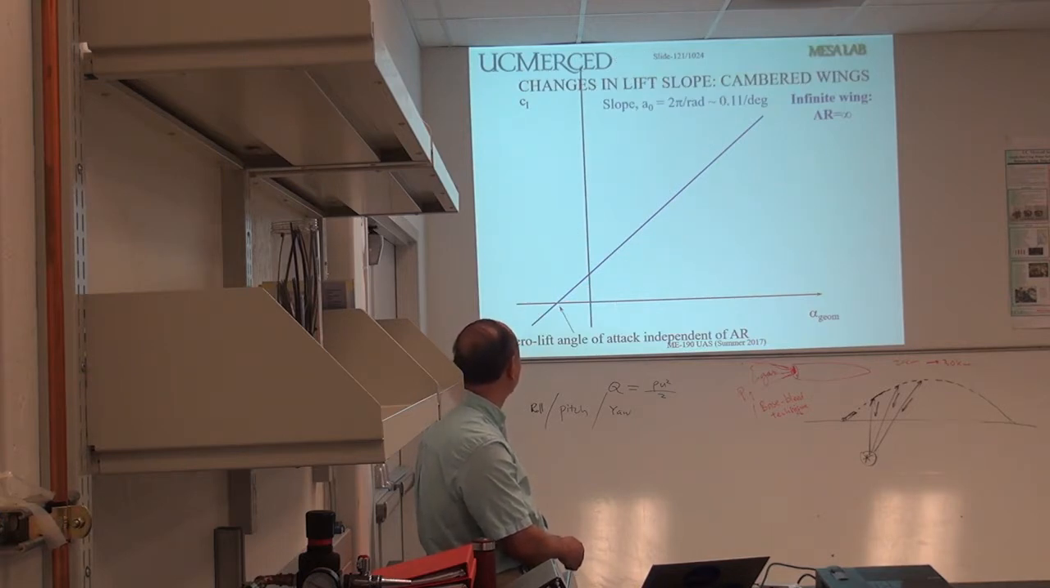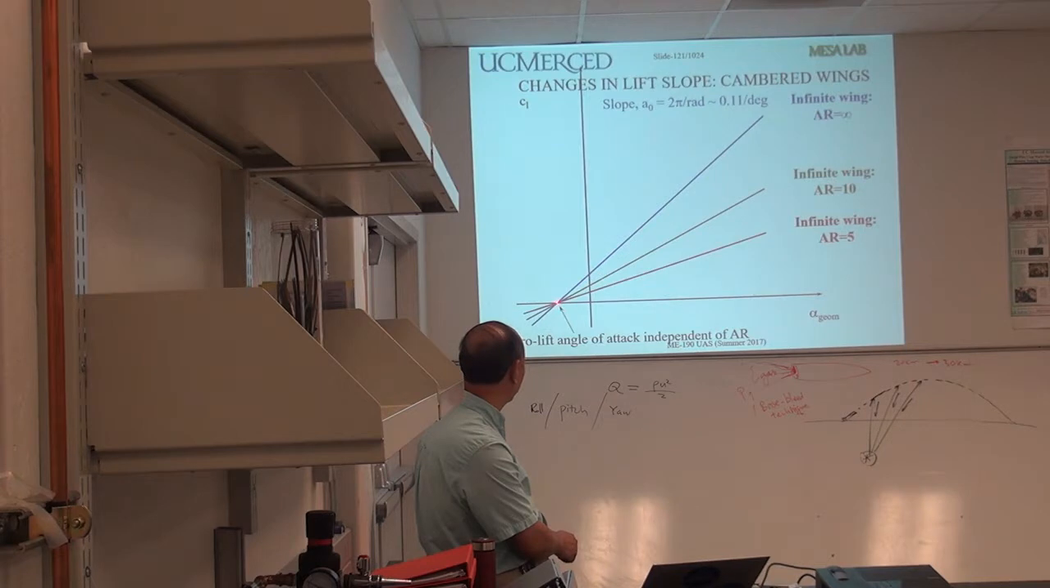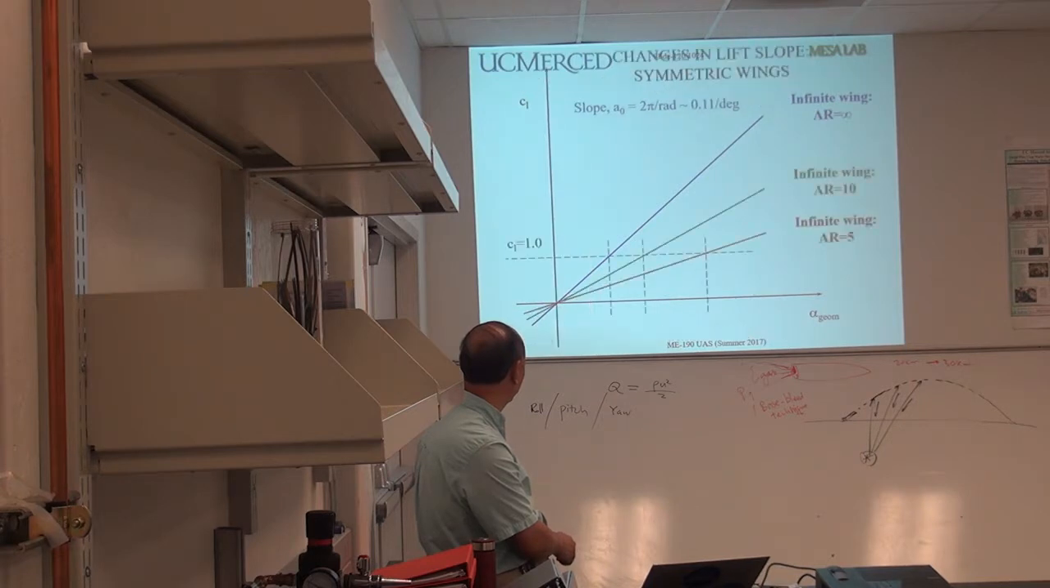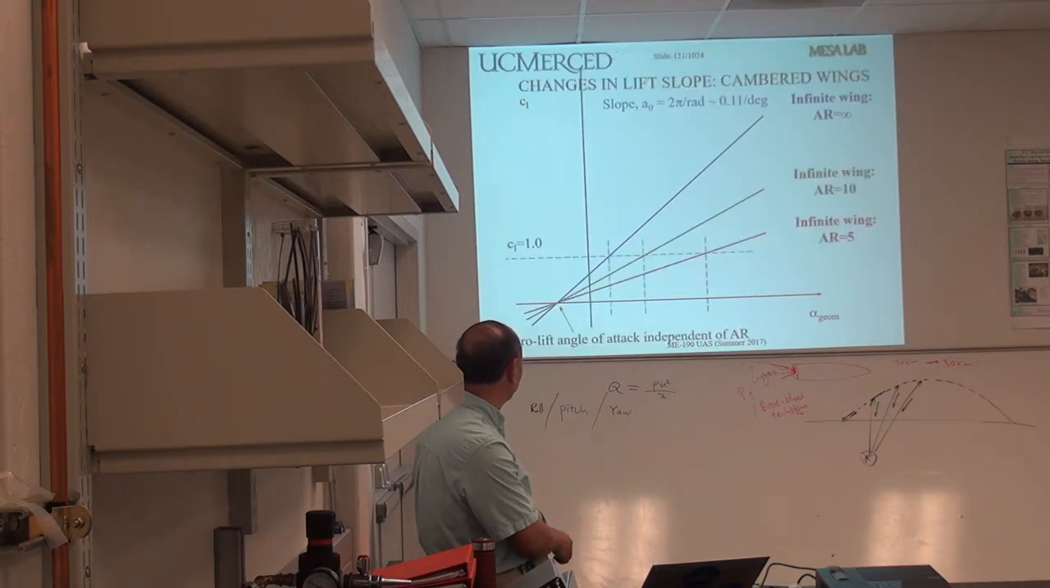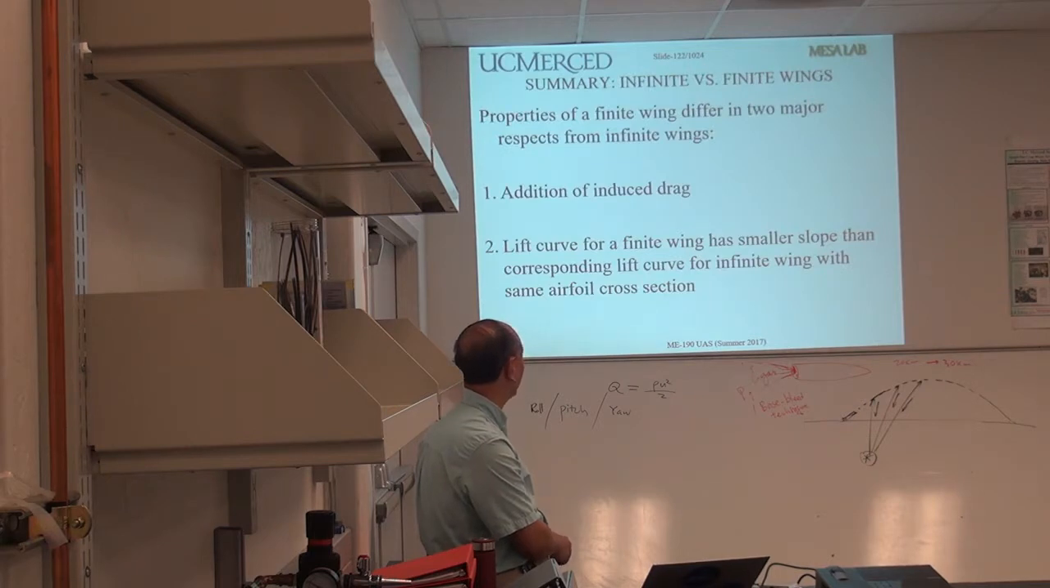Cambered wing is the same, but the camber also goes to the same point. This is going to zero, symmetrical wing. Cambered wing is the same. Okay, it's the same. Okay, summary.